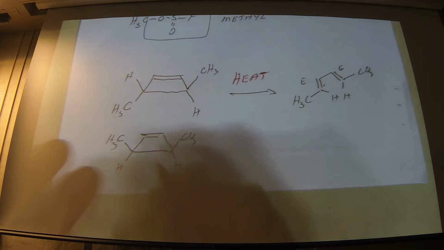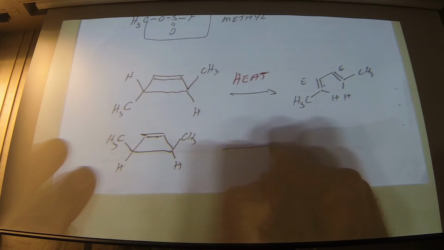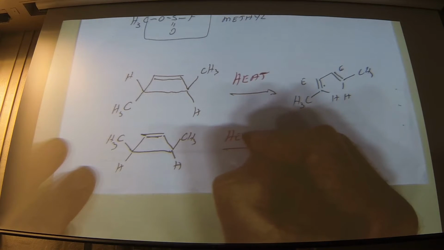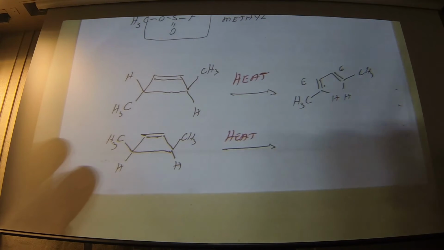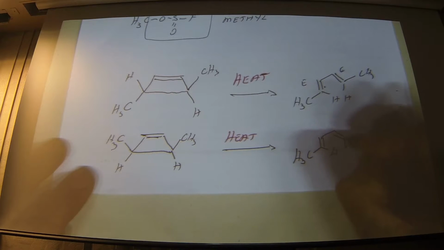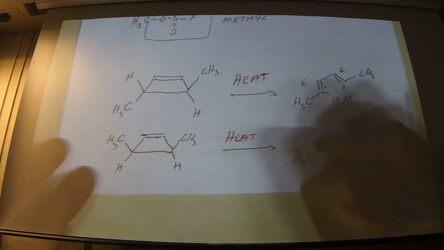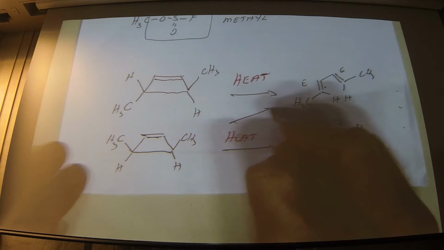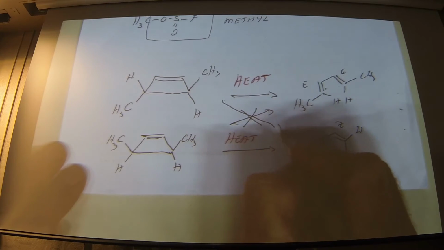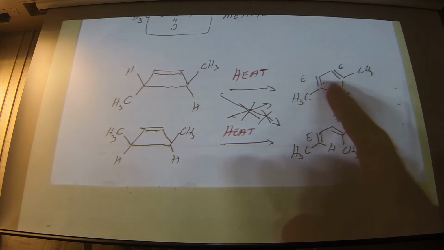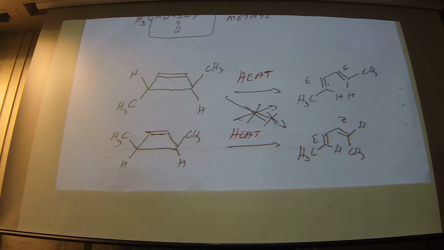Okay, so now I have the other cyclobutene, the one with the two methyls. I do exactly the same thing here. I heat it up. And in this case, I end up with the E,Z isomer. And what I don't see is I don't see that, and I don't see that. So there's no crossover. From this one, you only get E,E. From this one, you get E,Z.